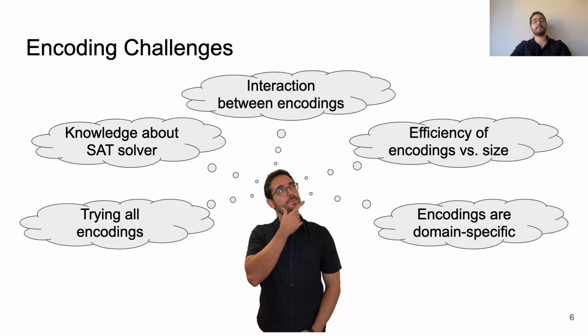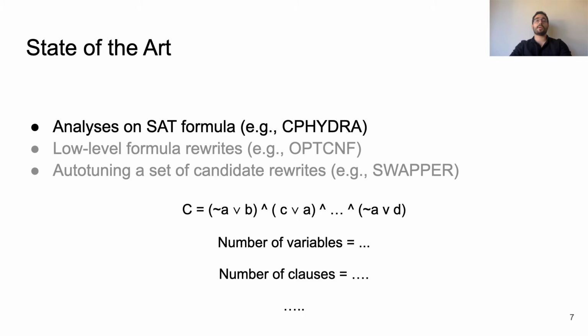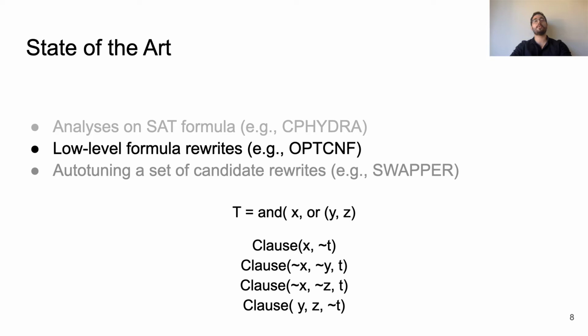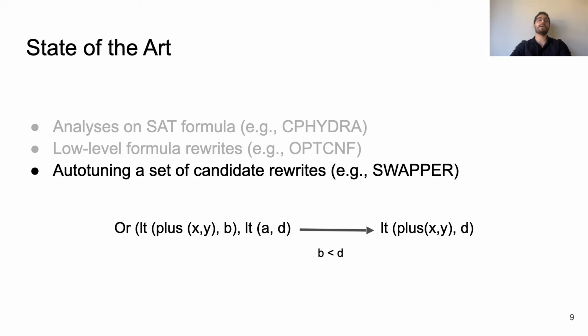There is a lot of work on analyzing and optimizing the SAT formula, such as extracting features to select the best SAT solver or tune the SAT solver. There are also works that find the commonly used patterns in the formula and try to rewrite and optimize those patterns. And lastly, there are tools that auto-tune a set of rewrite candidates. All the previous works assume that the encoding of the problem domain into a formula is done by the user.